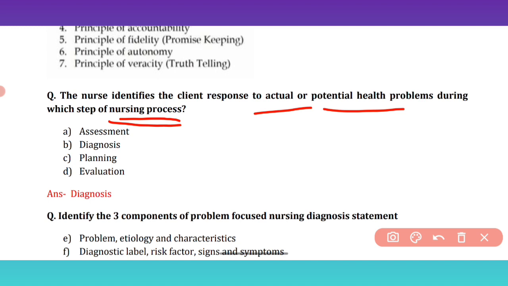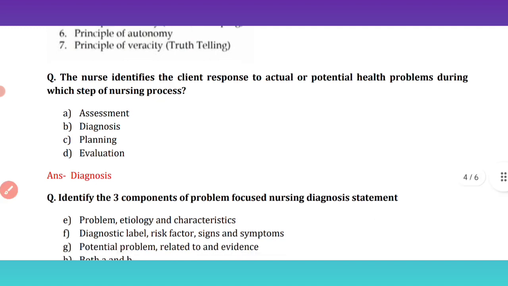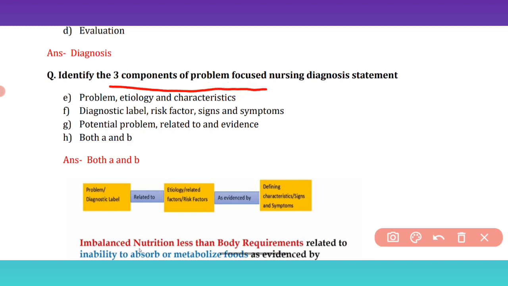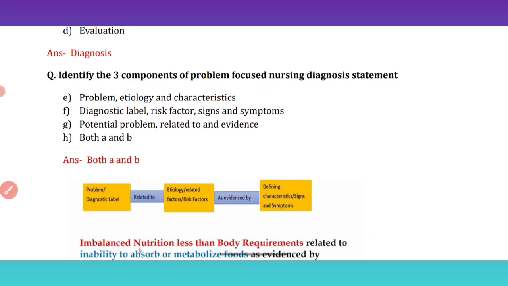So these actual and potential health problems will be written in the nursing diagnosis. So which is the right answer here? Option B, diagnosis is the right one. The next one is: identify the three components of a problem-focused nursing diagnosis statement. So here which is the key word? Three components of problem-focused nursing diagnosis.